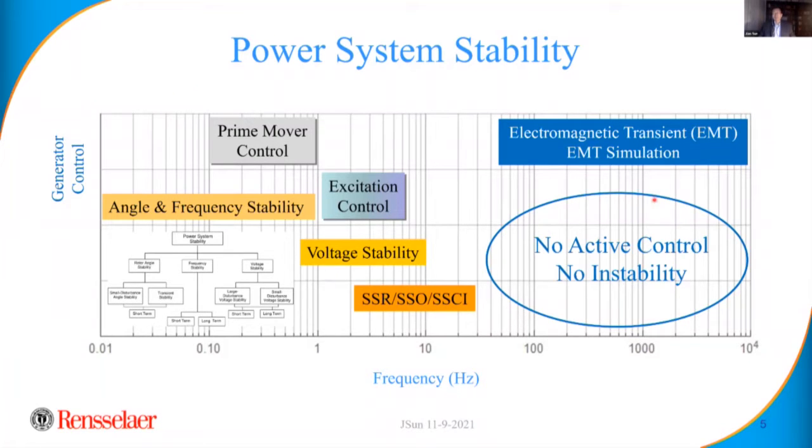So this is what typically people refer to as the electromagnetic transient frequency range. And because there's no stability, we don't have to study the stability. We run EMT simulation for some other purposes, but there's really no stability to talk about. So the traditional power system stability theory covers these, and can be done with fundamental frequency models, and everything's kind of perfect, for many decades already.